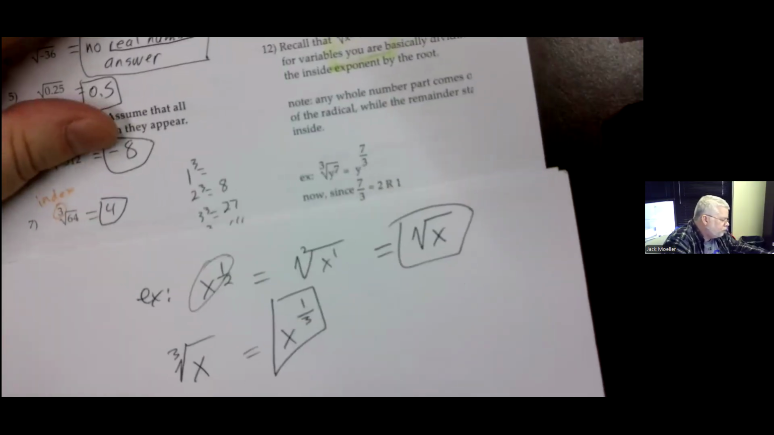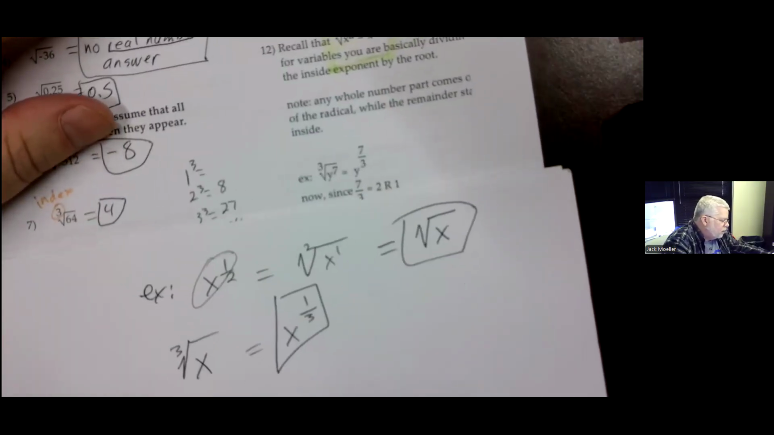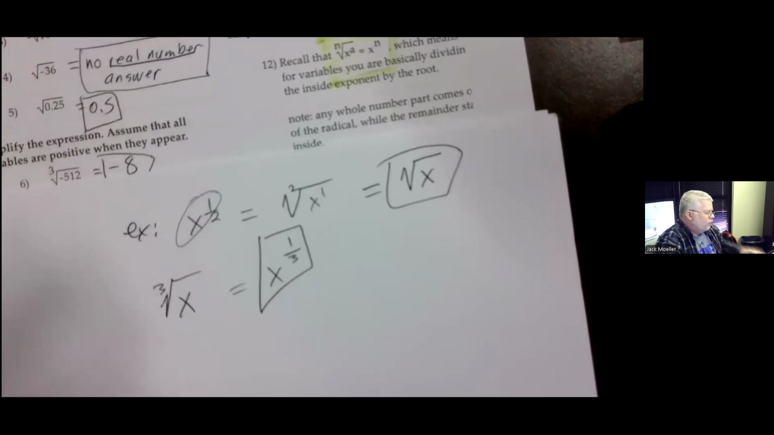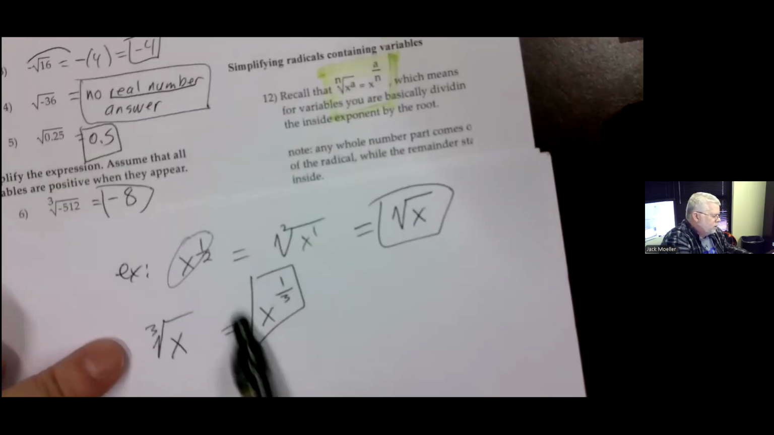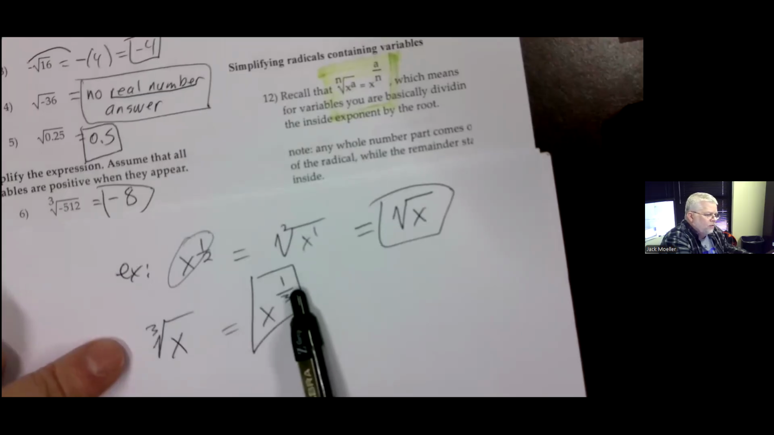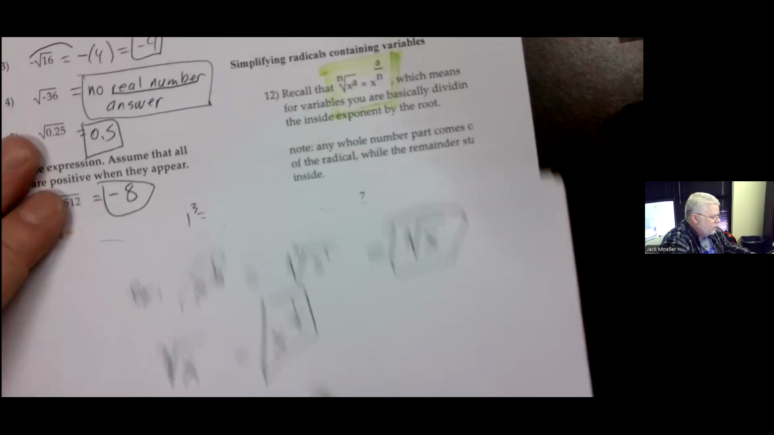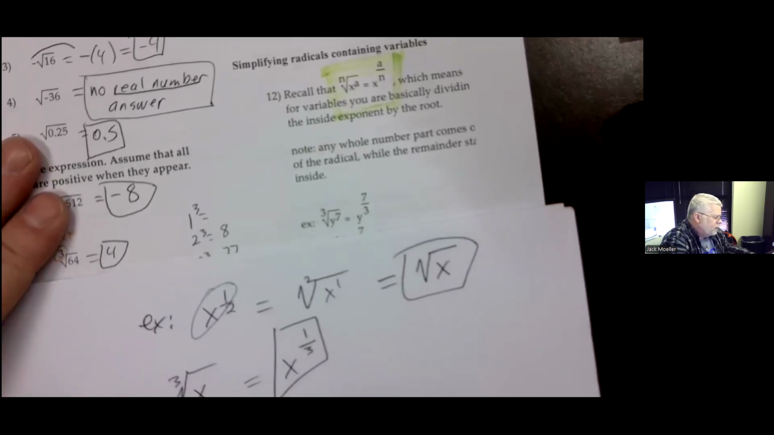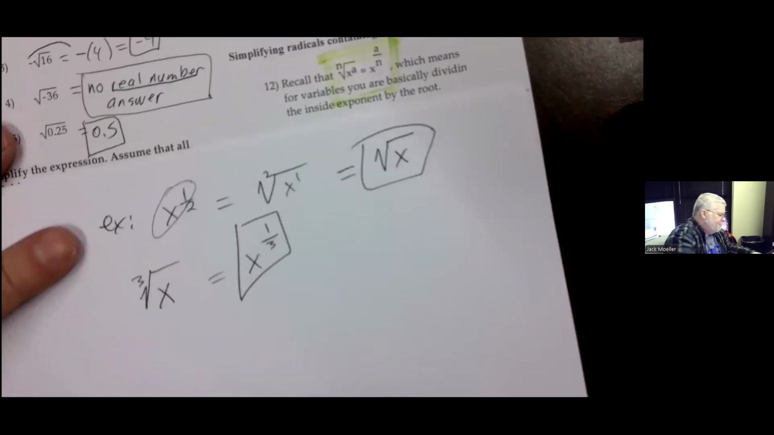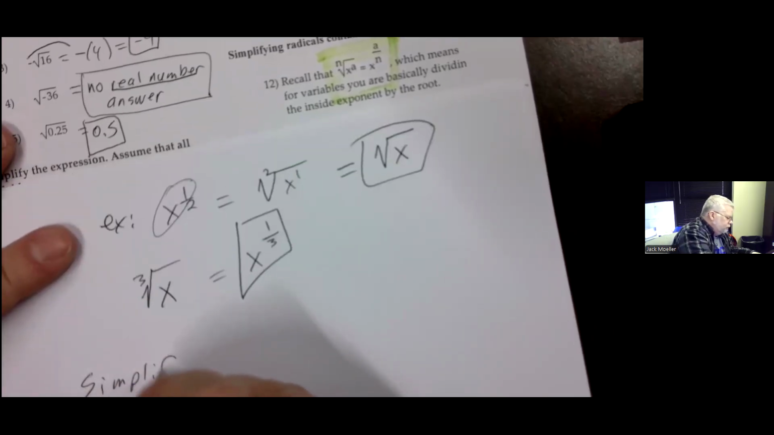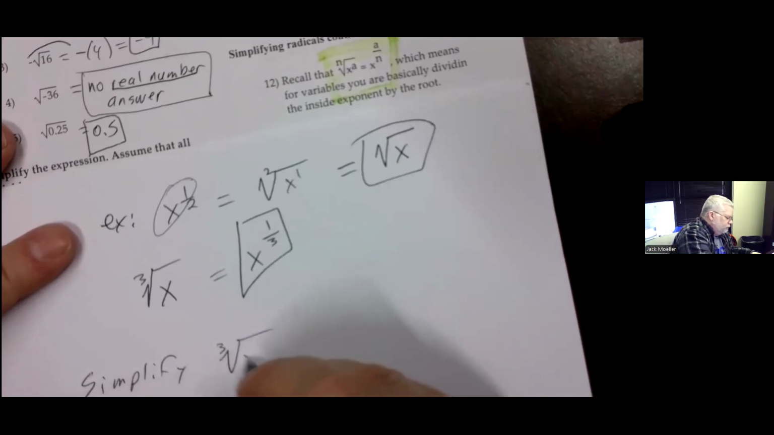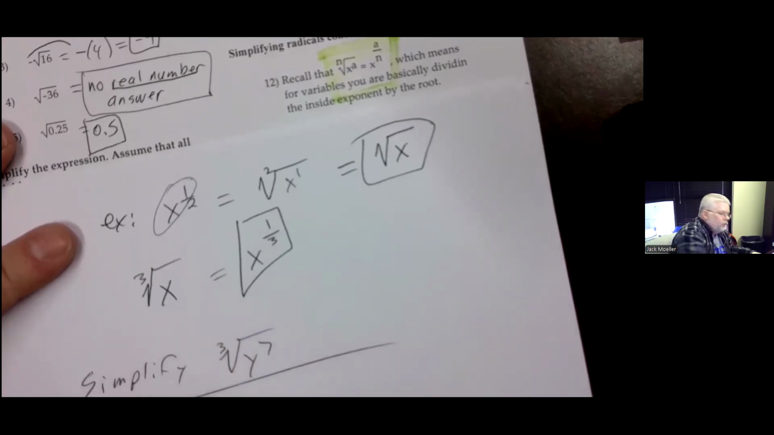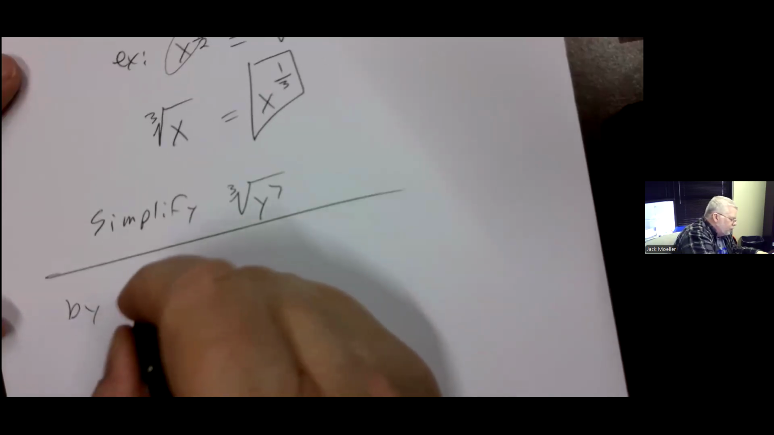All right, so one of the ways that we can use this to simplify, well, let me back up. When we're simplifying radicals by hand, there are two ways. One is the grouping method, and the other uses this idea here. I call that the division method, and let me show you both. So this first example, the cube root of y to the 7th. Let's look at what the grouping method would look like.